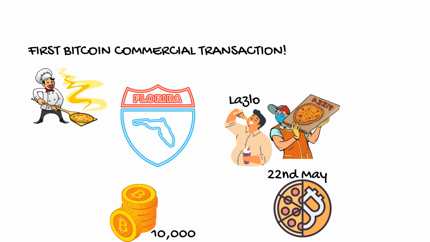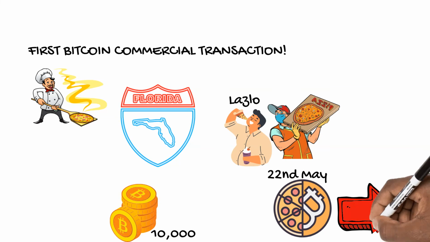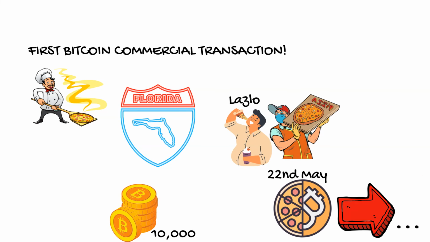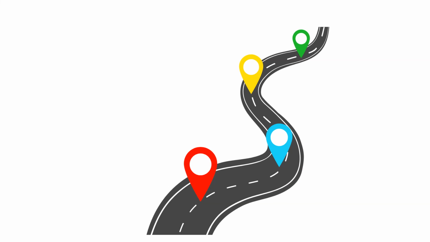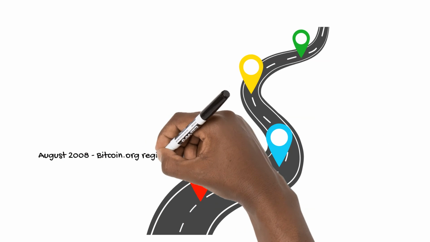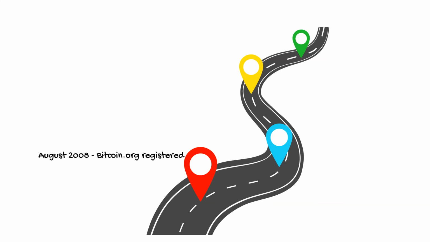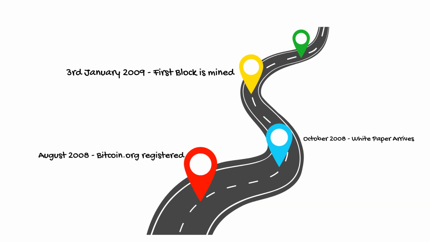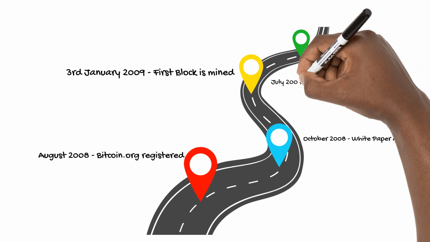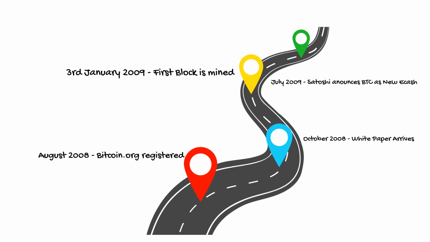Yeah. I think that's pretty much it. I'll just give you a quick timeline of Bitcoin, just to put it in a small little snapshot. All right. So August 2008, the domain bitcoin.org is anonymously registered, right? And then October 2008, the white paper arrives as a post on a cryptography website. January 2009, the first block is mined. July 2009, Satoshi announces Bitcoin as a new electronic cash system on a cryptographic mailing list, stating how it works.